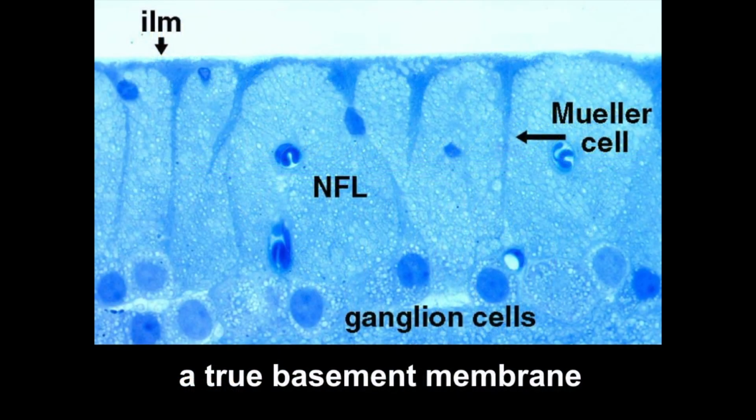In this photomicrograph, the ILM is seen as a faint blue line on the basal surfaces of the Mueller cells on the inner surface of the retina. Mueller cell processes are seen separating bundles of ganglion cell axons in the nerve fiber layer.